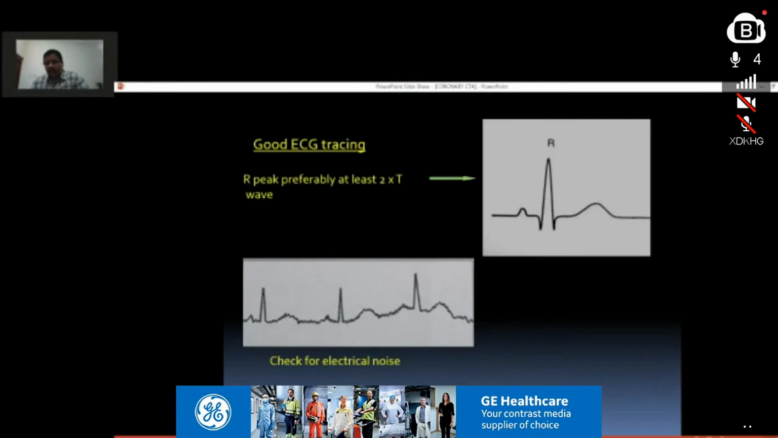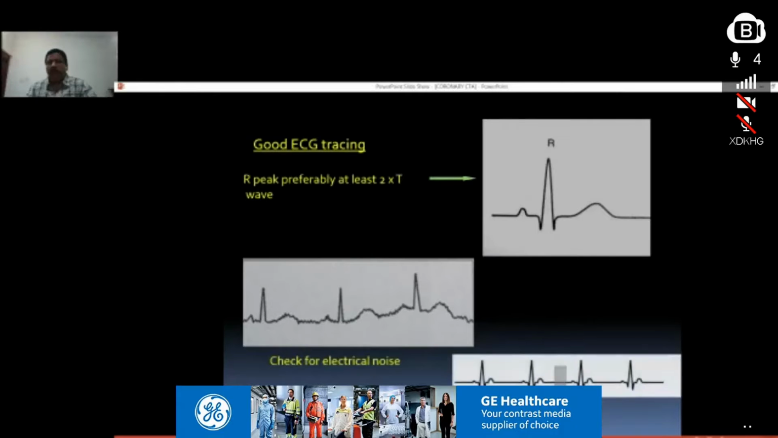I know on the majority of the newer equipment, this may not be a concern, but if you have an electrical noise, if your ventricular diastolic phase is not constant, your image clarity or spatial resolution will not be good. So it is always advisable to check for electrical noise, and this is how a typical ECG wave should look. Because after all, you want to acquire a nice scan during the first phase.